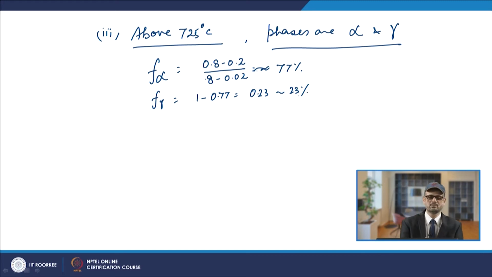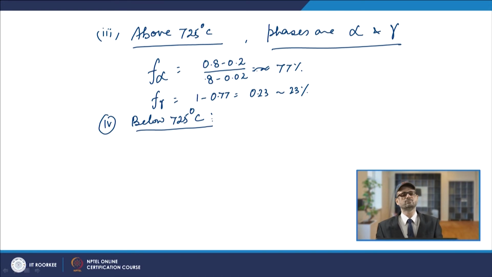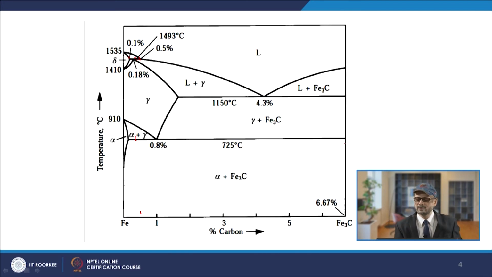Now, if you come to the temperature below 725 degrees C, as we discussed, we have two phases, one is alpha, another is Fe3C. So, for alpha you have to take the distance from that point to 6.67. So, F alpha will be 6.67 minus 0.2, because the alpha will be corresponding to this line divided by the whole line.